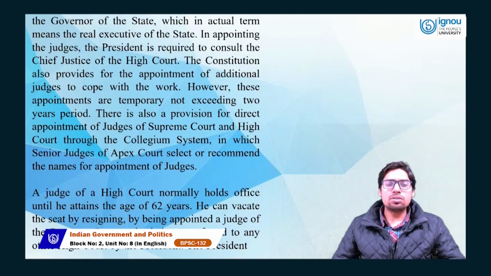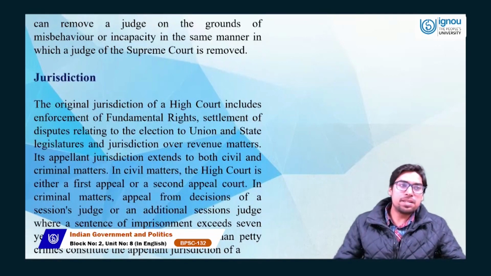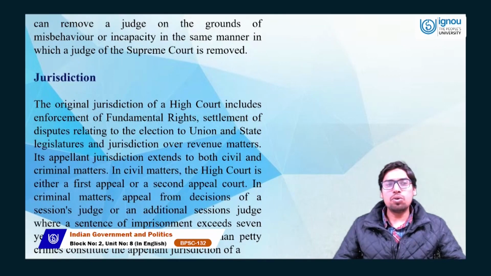A judge of a High Court normally holds office until they attain the age of 62 years. He can vacate the seat by resigning, by being appointed a judge of the Supreme Court, or by being transferred to any other High Court by the President. The President can remove a judge on the ground of misbehavior or incapacity in the same manner in which a judge of the Supreme Court is removed.